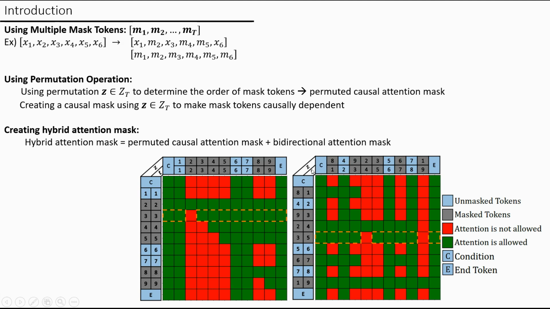Here we also show this hybrid attention mask for another random ordering, which is completely different from our previous one. Here we also see that the third mask token can only attend to itself, mask tokens greater than itself, and unmasked tokens. So using this hybrid attention mask, our model is able to learn the bidirectional relationship between input tokens, and at the same time learn the causal relationship between mask tokens.